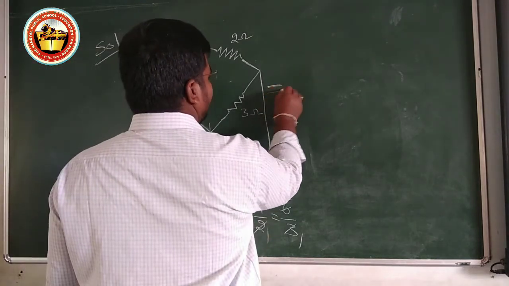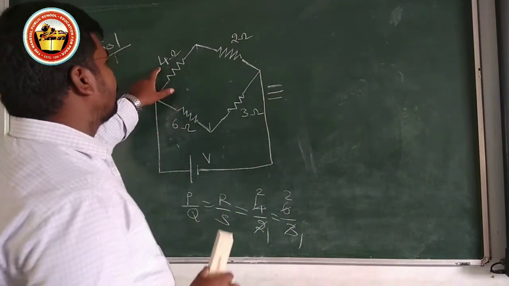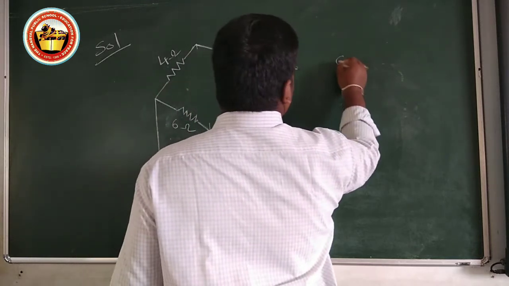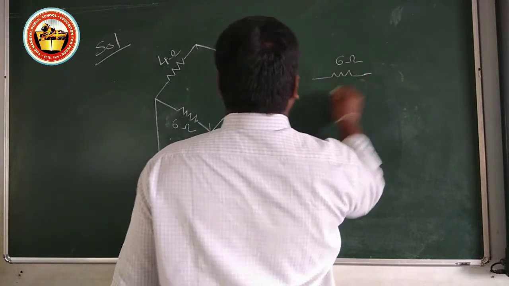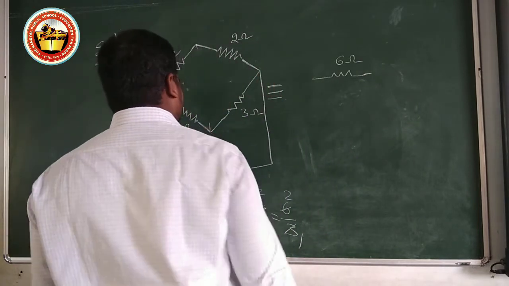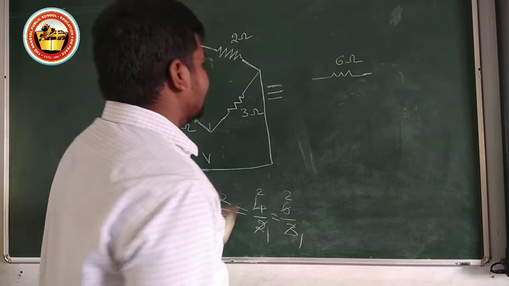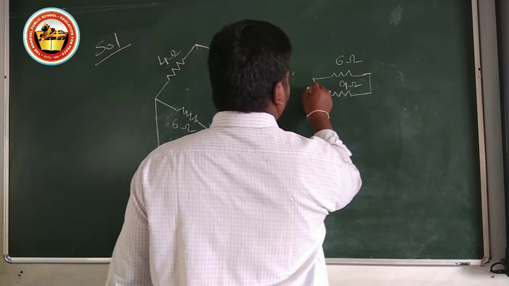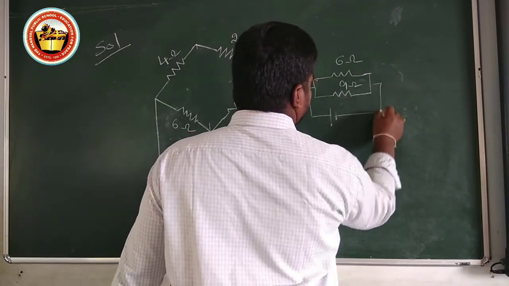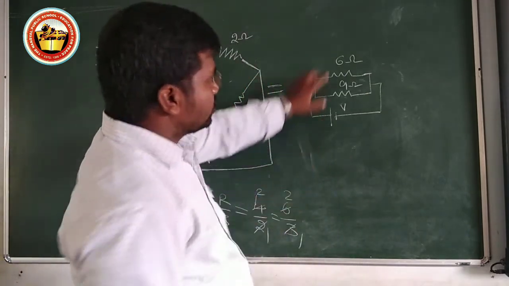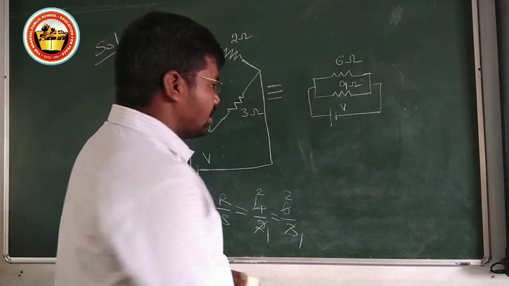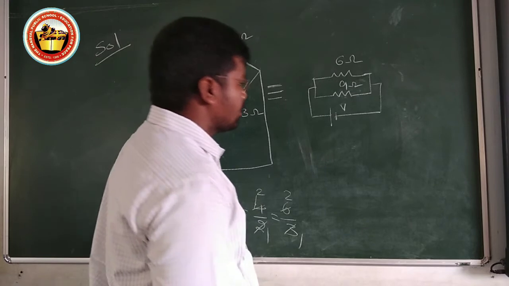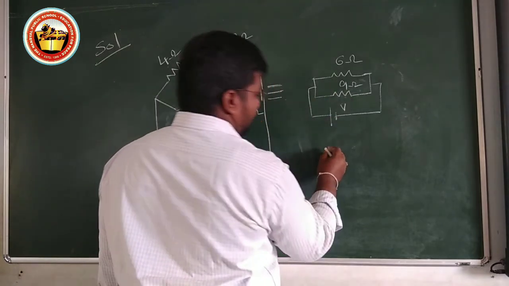Then we get 4 ohms and 2 ohms in series. That's 4 plus 2, 6 ohms, and 6 ohms and 3 ohms in series, 6 plus 3, 9 ohms, with the battery V. Here the 6 ohms and 9 ohms are in parallel, so we have to find the effective resistance using the parallel combination.